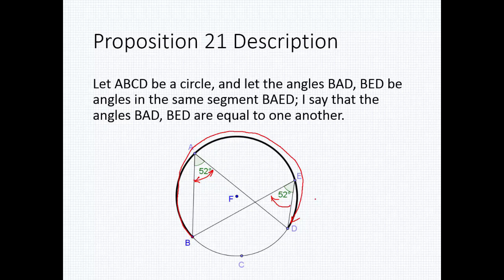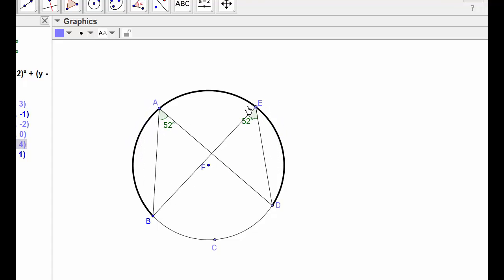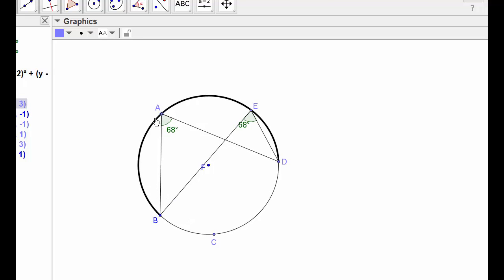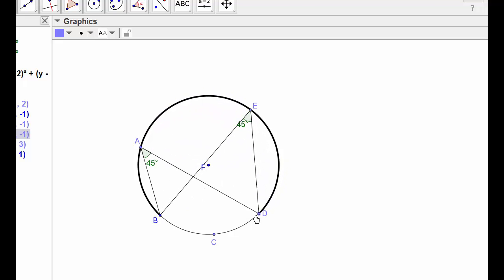Let's check it out in GeoGebra. Notice that as I move these points around, those two angles remain exactly the same, regardless of the size of the segment or how the points A and E are positioned in that segment. That's another very impressive conclusion.